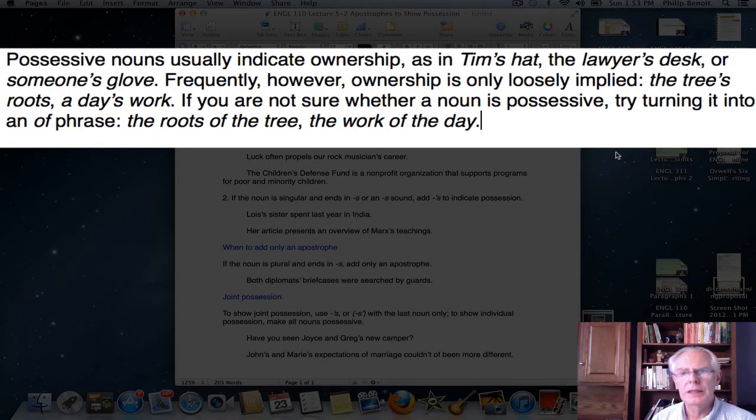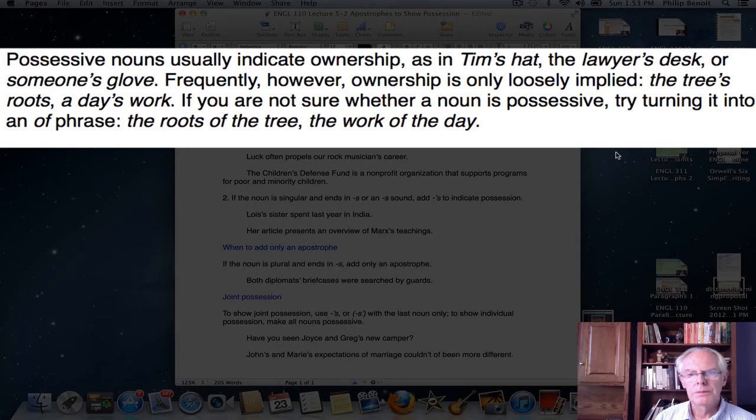So the rule, the first part, the description in the first block of copy here, says possessive nouns usually indicate ownership, as in Tim's hat, the lawyer's desk, or someone's glove. Someone's glove isn't precise. It isn't naming a noun specifically so you know who it is. It's basically an indirect pronoun. However, it still uses an apostrophe S to show possession. Frequently, the ownership is loosely implied.